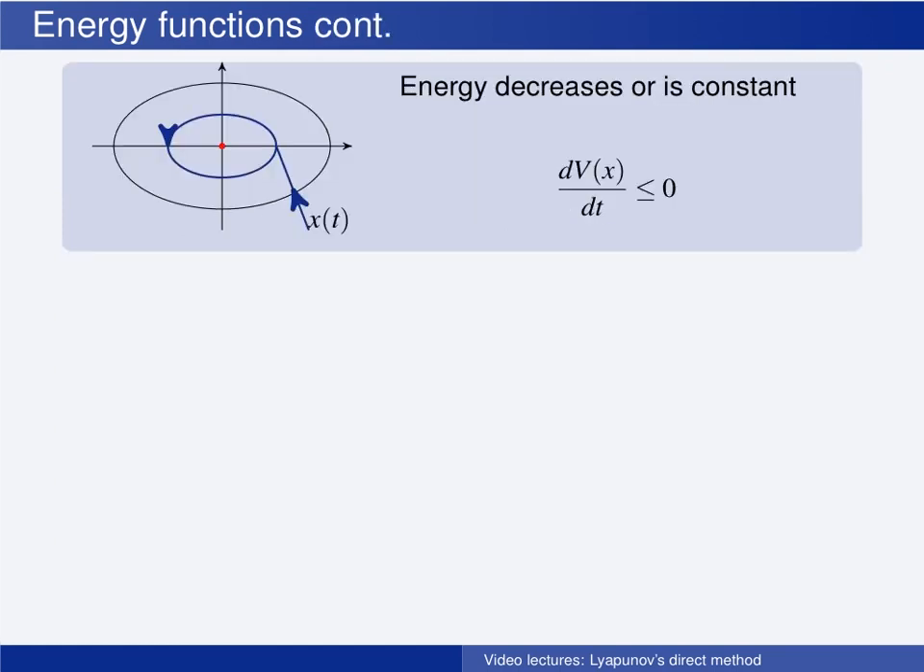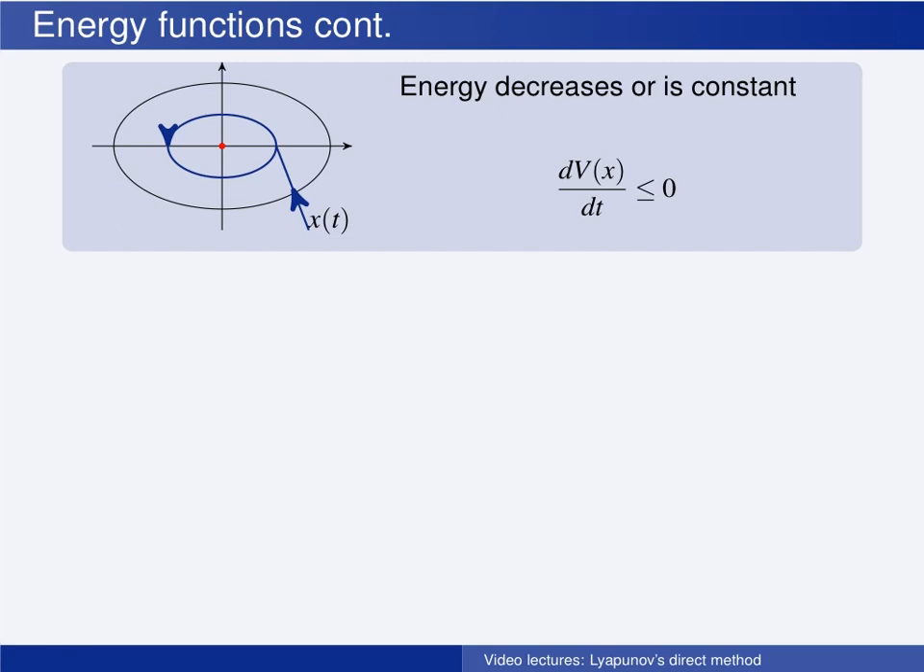What then if the energy does not necessarily decrease, but it can also be constant? So its time derivative can also be 0. When the time derivative is zero, the energy is constant, meaning that the system trajectory moves along one of the level curves. So when the time derivative of the energy is either negative or zero, then we do not necessarily have convergence, but the behavior is similar to that of a stable equilibrium point.